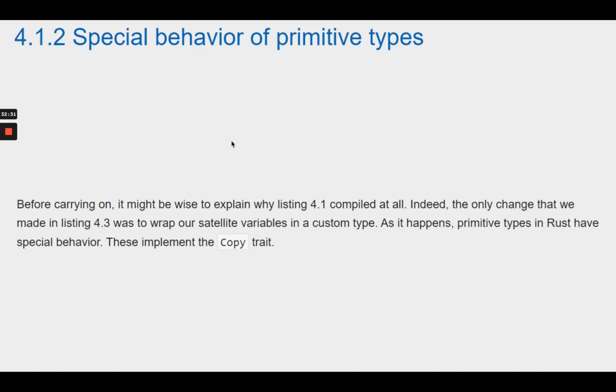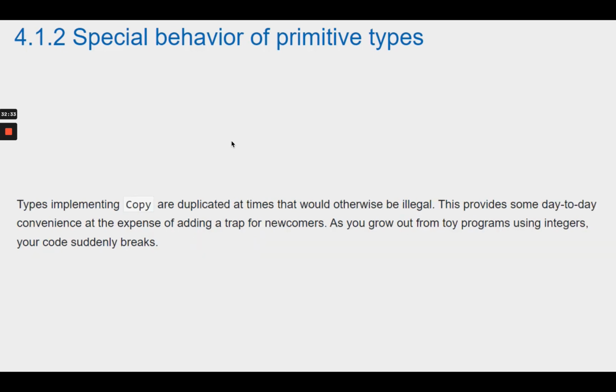These implement the copy trait. Types implementing copy are duplicated at times that would otherwise be illegal. This provides some day-to-day convenience at the expense of adding a trap for newcomers. As you grow out from toy programs using integers, your code suddenly breaks.